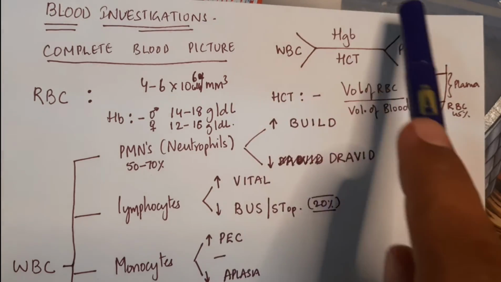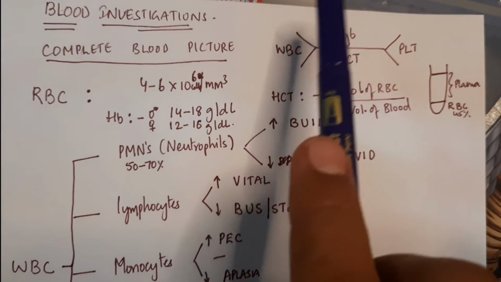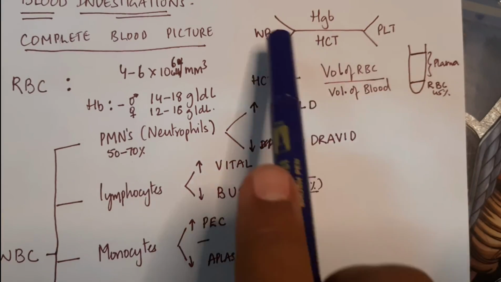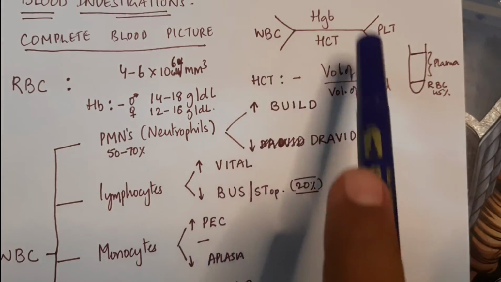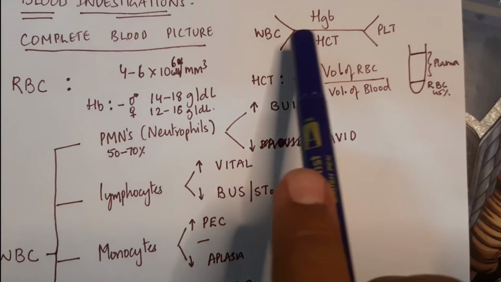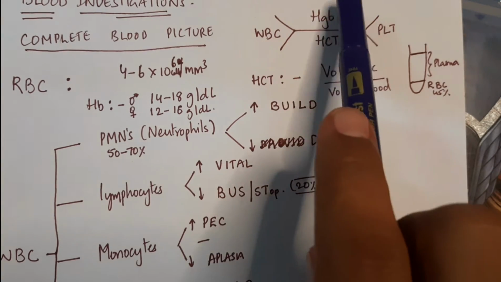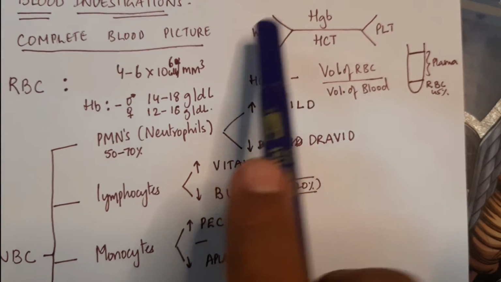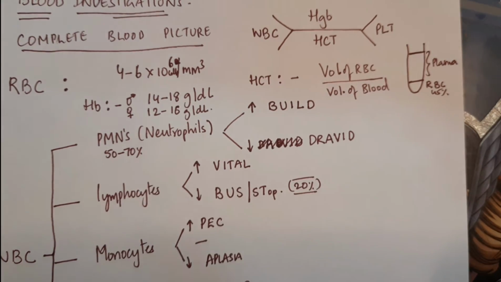You generally write in this format the WBC, the hemoglobin, hematocrit and platelets. This is called the fishbone pattern, so that you quickly realize where the defect is, right? If hemoglobin is defective, you write it here. Hematocrit, you write here. WBC and platelets. This is how the fishbone pattern is given.